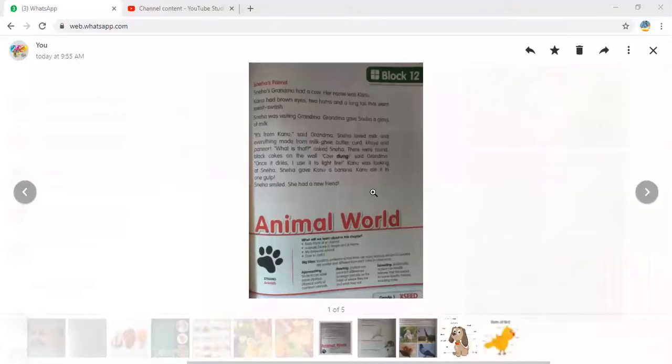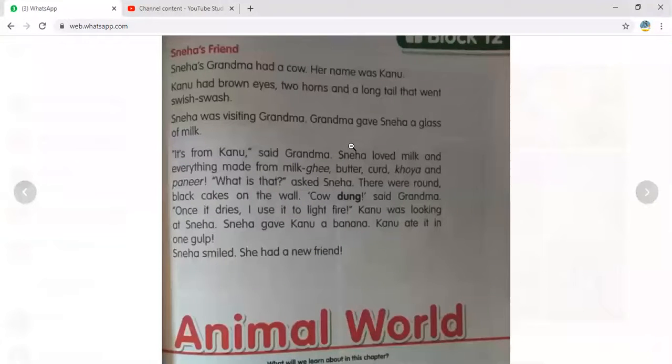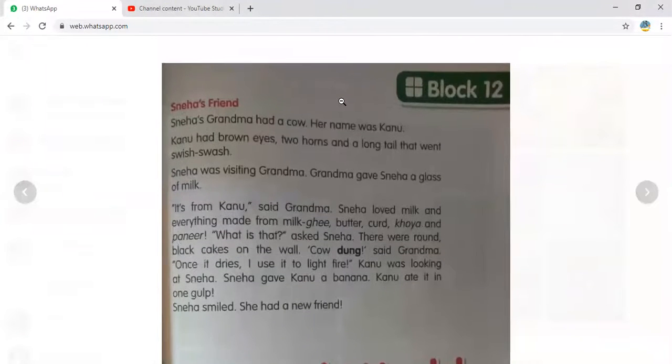Yeah. Now, you can see here clearly. Block 12, Sneha has a friend. What is the girl's name here? Sneha. Sneha's grandmother had a cow.